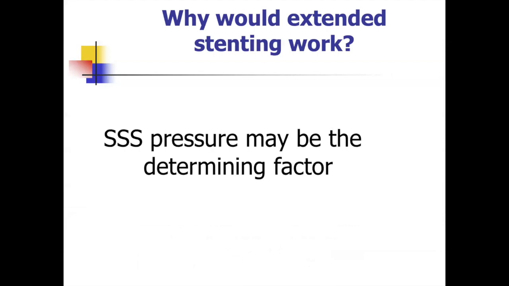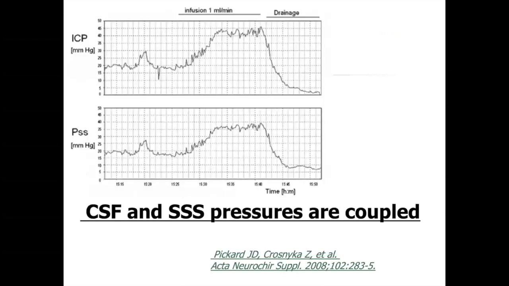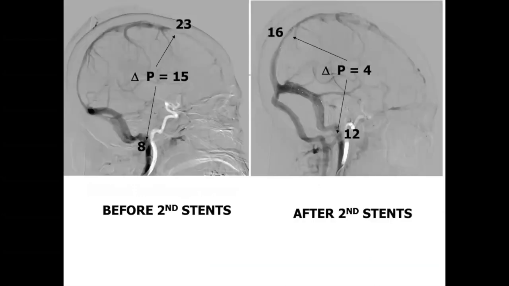Now, why would that work? We think that you need to drop the pressure in the superior sagittal sinus. That's key, the whole way in the sagittal sinus. There's this obscure paper in 2008 in this journal, and these were 9 patients with pseudotumor, and they had a catheter in the lumbar CSF, so they could put in and take out CSF, and they also had a catheter in the superior sagittal sinus, so they could infuse and drain CSF and change the pressure, and the two pressures tracked exactly, as did all the waveforms and everything. So this is some evidence that superior sagittal sinus pressure is really key.